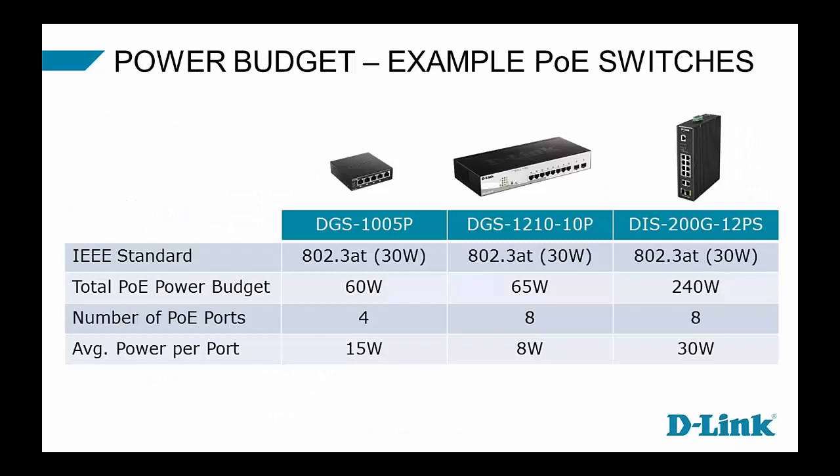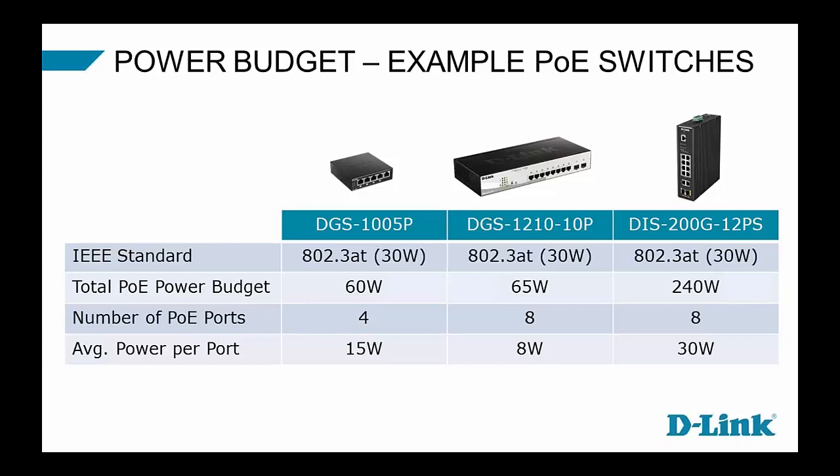Let's look at some real live examples here. I'm showing a 5-port switch, an 8-port switch, and another 8-port switch. The 5-port on the left, the DGS1005P, 4 of its ports support power over Ethernet, and because it's an AT switch, any of those ports can go to 30 watts. The switch has a total PoE power budget of 60 watts. So if all 4 PoE ports were providing PoE at the same time, it would average out to about 15 watts per port. But again, I could go 30 watts on port 1 and 30 watts on port 4. I don't have to necessarily spread it out. I'm just showing an average here.